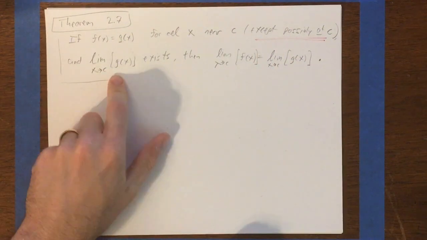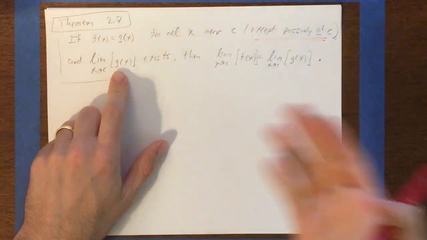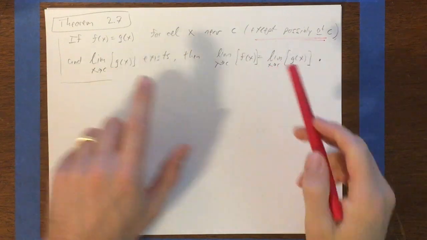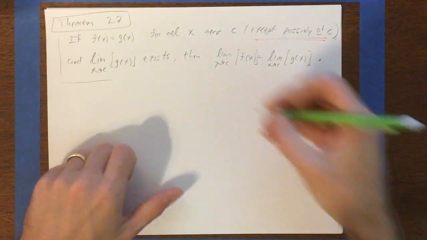And if the limit of g of x exists, or f, whichever one of them exists, then their limits as x approaches c are actually going to be equal.